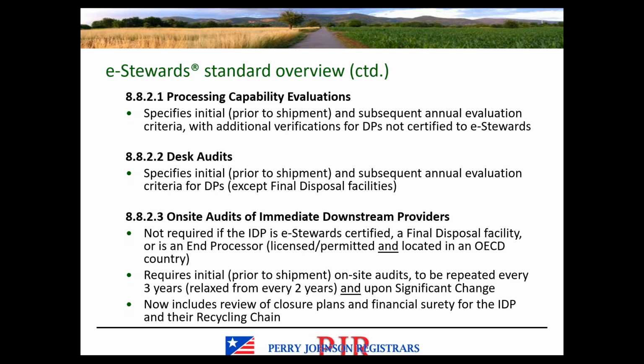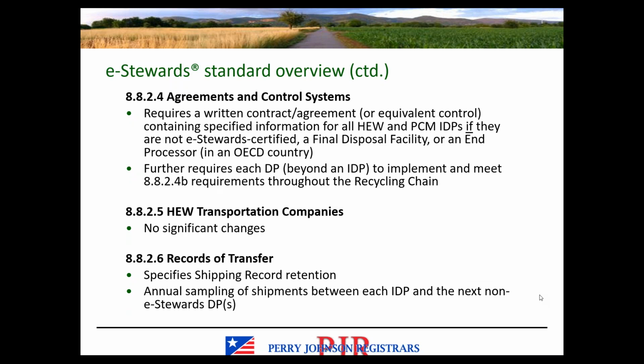The downstream accountability requirements now include review of closure plans and financial surety for the IDPs. 8.8.2.4 requires a written contract or agreement or some type of equivalent control containing specified information for all HEW and PCM IDPs. This is a lot of acronyms in e-Stewards. So for all hazardous electronic waste, and I'm drawing a blank on PCM. It'll come to me in a couple minutes.